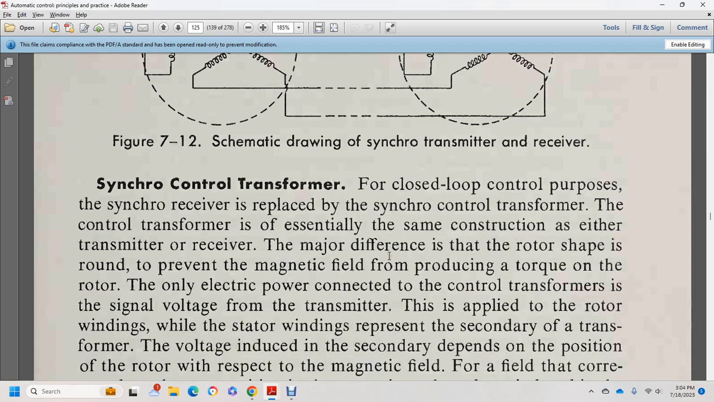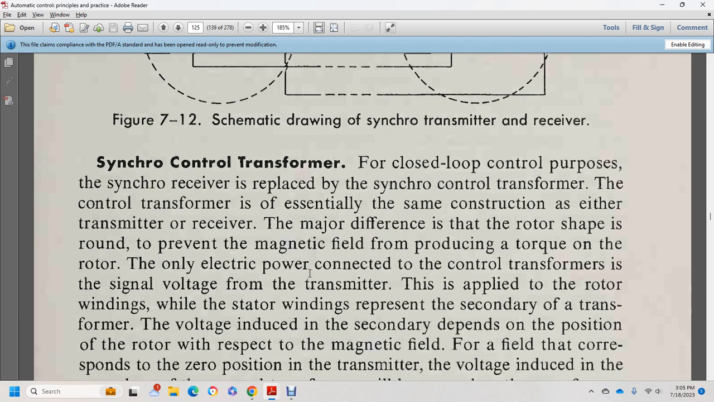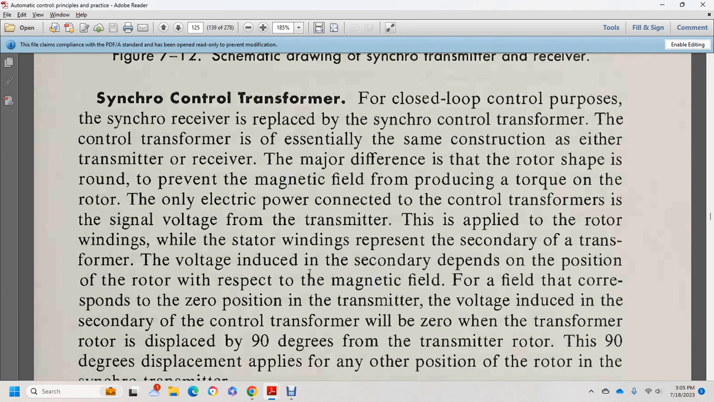Synchro control transformer. In a closed loop control system, the synchro receiver is replaced with the synchro control transformer. The control transformer is of essentially the same construction as either a transmitter or a receiver. The main difference is the rotor shape, which is round so that the magnetic field does not produce a torque on the rotor. The only electrical power connected to the control transformer is the single voltage from the transmitter, applied to the stator windings, with the rotor acting as the secondary of the transformer. The voltage in the secondary depends on the position of the rotor with respect to the magnetic field, which corresponds to the 0 position of the transmitter.